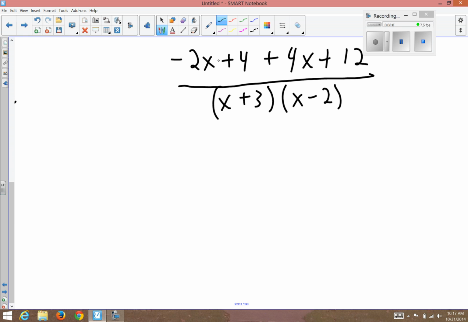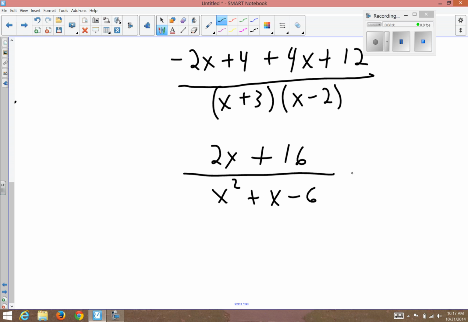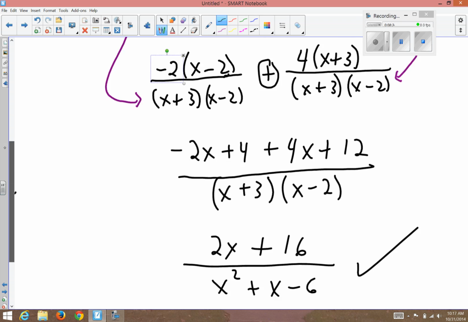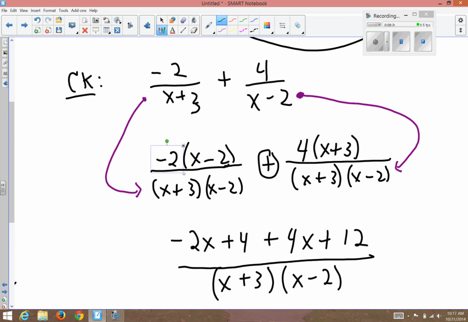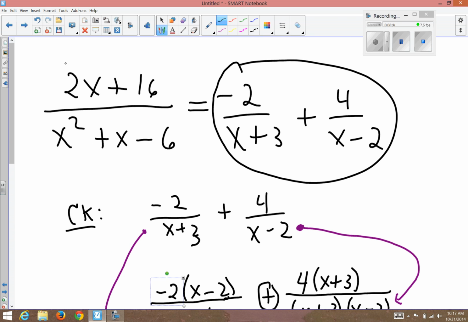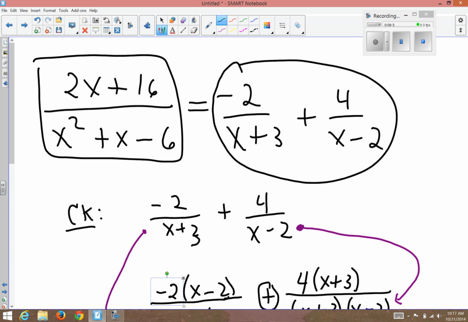Combine like terms, -2x and 4x is 2x, 4 and 12 is 16. x plus 3 times x minus 2 is x squared plus 1x minus 6. Check. It's true that if you add these two fractions, it equals this fraction that we started with. Partial fraction decomposition. I'm going to do just one more.